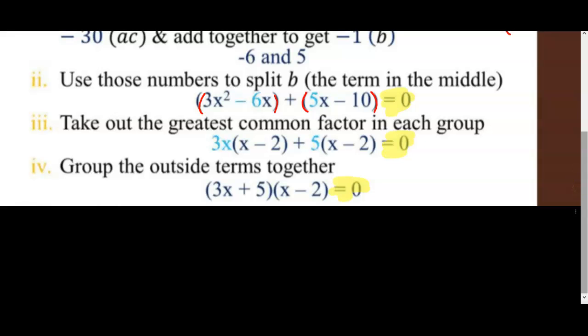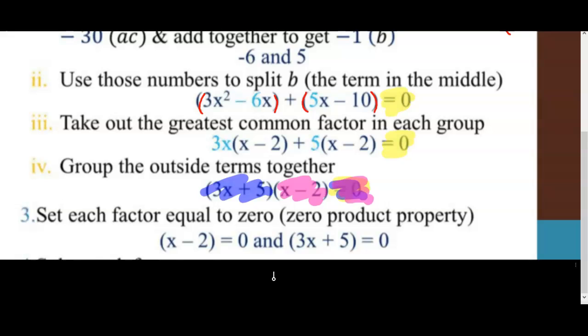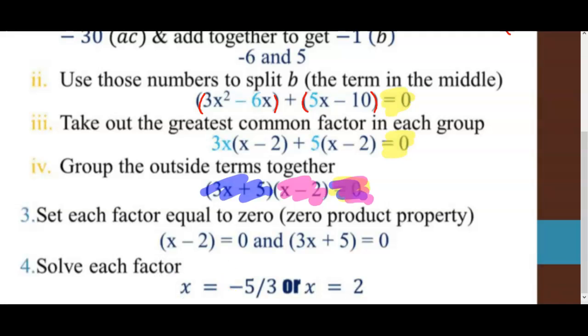Once you're in factored form equal to 0, you take the first factor and set it equal to 0, and the second factor, set it equal to 0, and solve for x. So you have x minus 2 equals 0, and 3x plus 5 is equal to 0, thus giving x equals 2, and x equals negative 5/3, because you subtract over the 5, divide by 3.